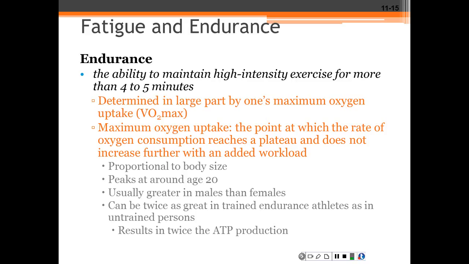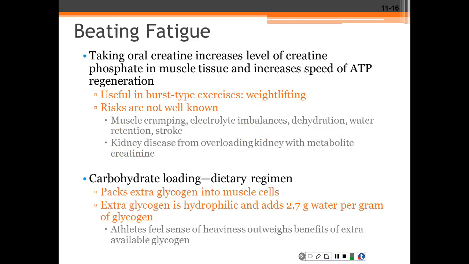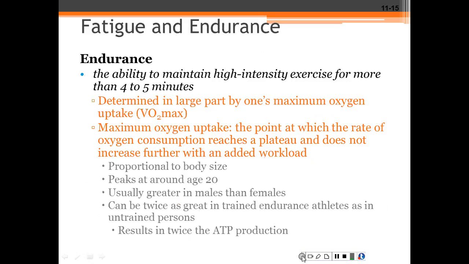Now, VO2 max is proportional to the body size, and it peaks at around age 20. It is usually greater in males than it is in females. It can be twice as great in a trained endurance athlete as in an untrained person. So, I can get my little chart out. When you do a VO2 max, here's your VO2, and here's your intensity over here.